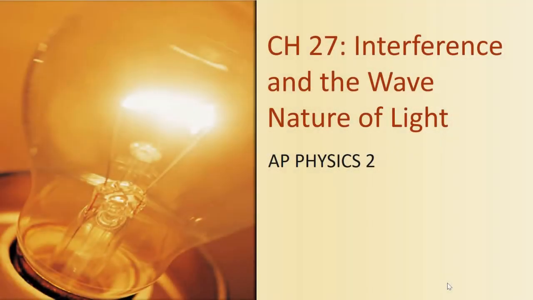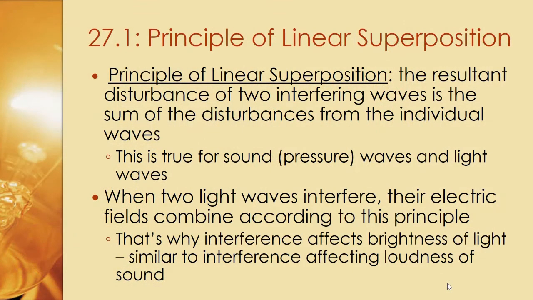Hello everyone, today we are talking about the last topic in our optics unit for AP Physics 2, which is interference, and starting to talk about the wave nature of light as well. We already talked about earlier in AP Physics 2, also in AP Physics 1, the principle of linear superposition, which essentially says that if you have two waves that are in the same place at the same time, they interfere with each other, and really you're just adding or subtracting their amplitudes.